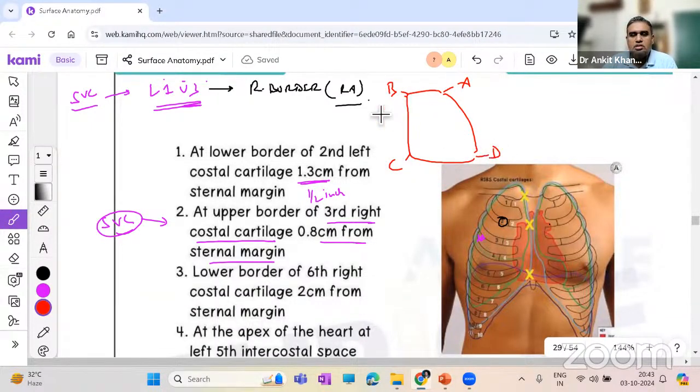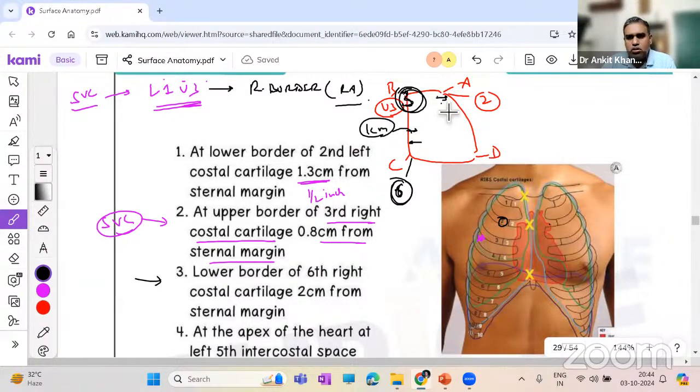The B point is your upper third. This is your second left costal cartilage. As you go down on the right side, we have the sixth cartilage: the lower border of the sixth right costal cartilage, 2 centimeter from the sternal margin. So remember number 3 over here. Number 3 is your third costal cartilage. Number 6 is the sixth costal cartilage. And they are very close to the sternum, hardly around 1 centimeter from the sternum. So their distance is approximately 1 centimeter from the sternum, both of these.